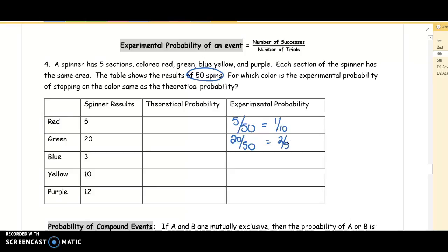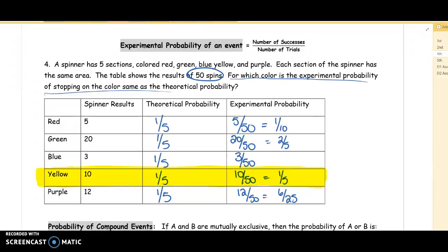Now, let's talk for a moment about what the theoretical probability would be. There's 5 colors. What's the theoretical probability of spinning red? 1 out of 5. There's one way to spin red out of 5 possible things you could spin. So the theoretical probability for all of these is 1/5. Take a moment and find the experimental probability for the last 3. And then the question is, for which color is the experimental probability the same as the theoretical probability?